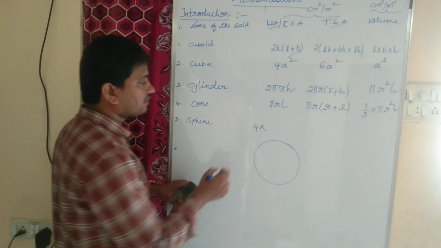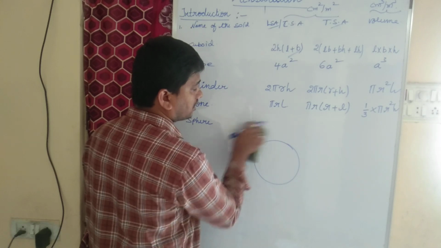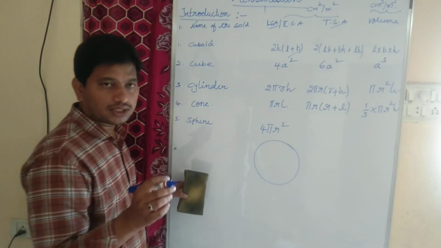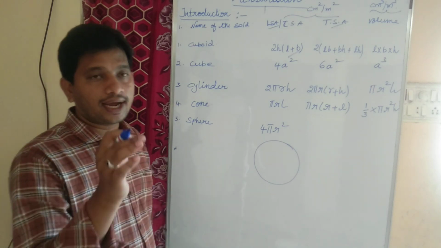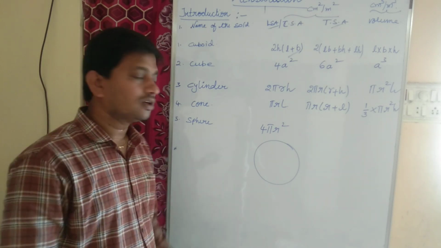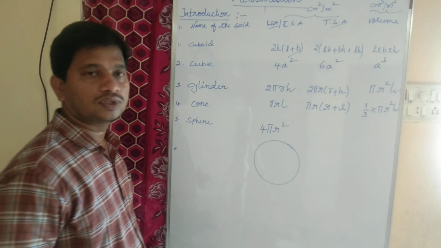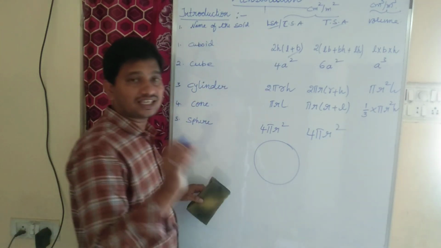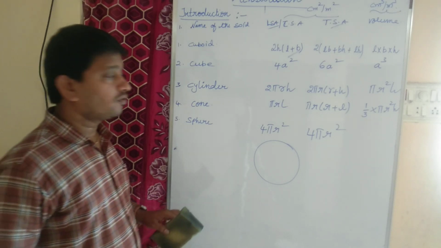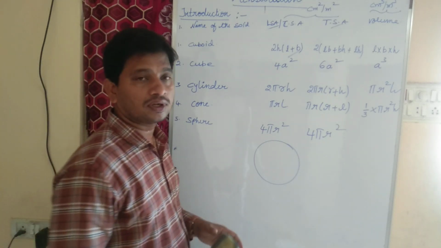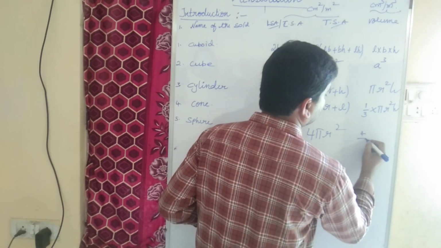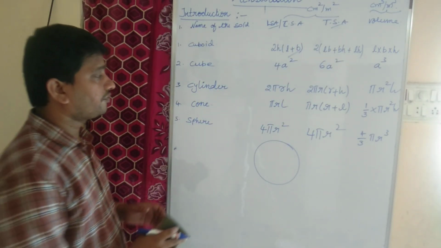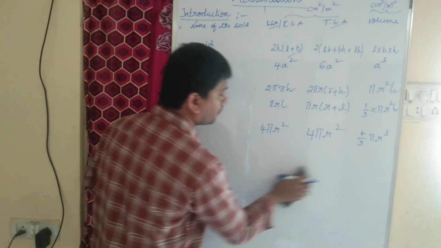So what is the surface area of sphere? 4 pi r square, children. Why are we writing 4 pi r square? Because we need 4 circles and the area of each circle is pi r square. So that's why 4 pi r square. There is no lateral surface area and total surface area separately; we call it surface area in case of sphere. 4 pi r square, both are the same. And the volume is 4 by 3 pi r cube. What is the volume of sphere? 4 by 3 pi r cube.